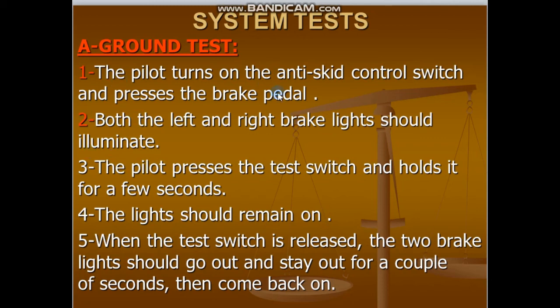The pilot turns on the anti-skid control switch in the cockpit and presses the brake pedal. Both the left and right brake lights should illuminate. The pilot presses the test switch and holds it for a few seconds. The lights should remain on. When the test switch is released, the two brake lights should go out and stay out for a couple of seconds, then come on. When these things happen, that means the anti-skid system works.